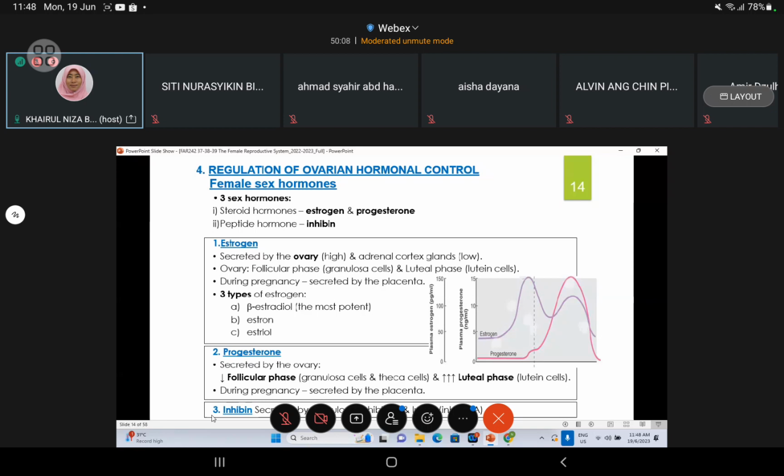Inhibin is secreted by granulosa cells during the follicular phase and secreted by the lutein cells during the luteal phase. Okay, so different types of inhibin are secreted, inhibin B in the beginning, and at the end it is inhibin A. So I reiterate again, inhibin B secretion is very similar to the estrogen pattern, but inhibin A secretion is very similar to the pattern of progesterone secretion. Okay.